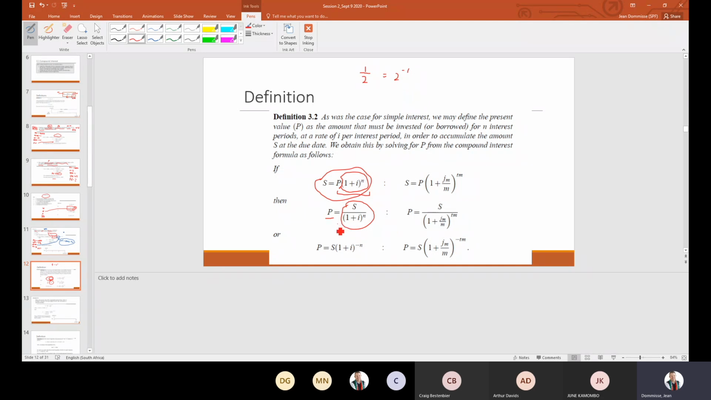So basically that is what is happening here: whatever was at the bottom you can bring up next to the S, but then the N needs to just get the minus sign in front of it. So basically the same as what happened there, that is what's happening with this one. So those two formulas are exactly the same.